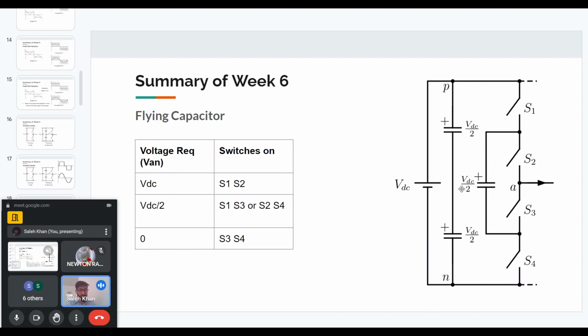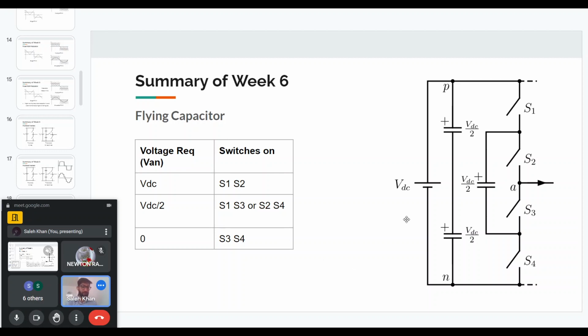The next one is a flying capacitor. I am showing the 3-level case because that is the simplest multi-level. 2-level we have seen, so now we are seeing 3-level. For more than that, it will become more complex. But if you understand the concept in the 3-level case, then you can understand it for the higher levels as well.